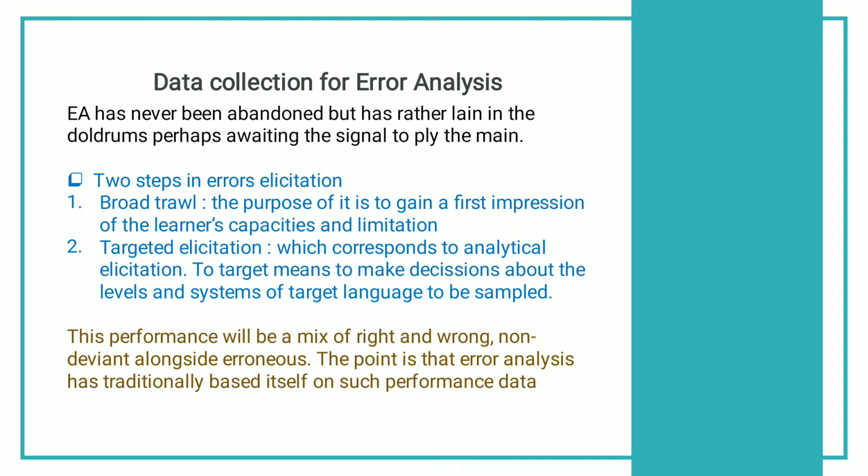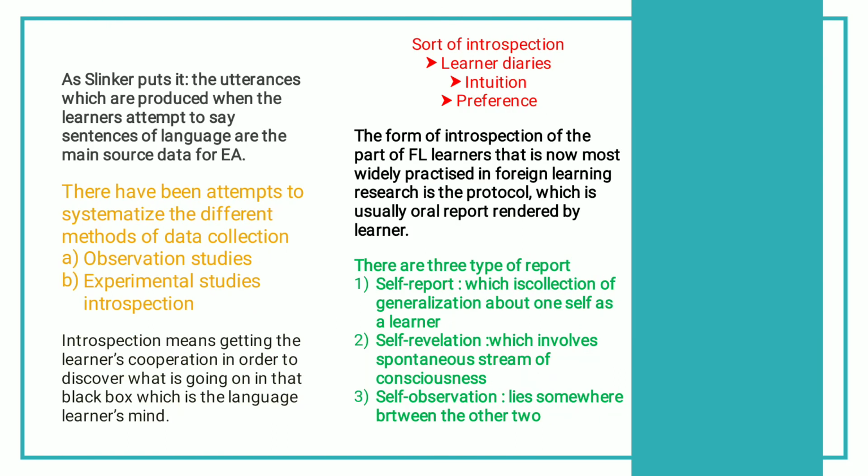This performance will be a mix of right and wrong, non-deviant alongside erroneous. The point is that error analysis has traditionally based itself on such performance data. As Ellis puts it, the utterances which are produced when the learner attempts to say sentences of the language are the main source data for error analysis. There have been attempts to systematize the different methods of data collection: A. Observation studies, and B. Experimental studies, introspection.